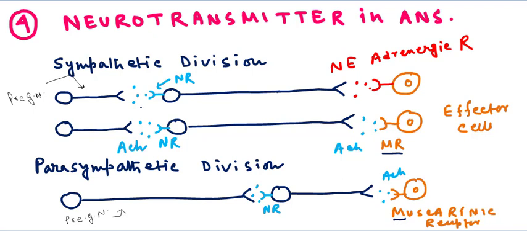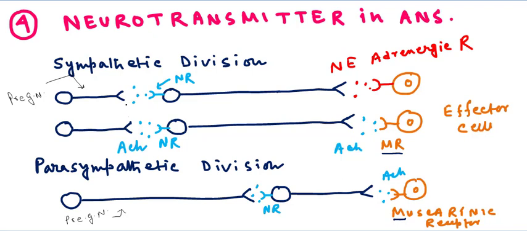Actually, neurotransmitters are those types of chemicals which are synthesized in the neurons and released from the neuron, and there are different types of neurotransmitters. But in the case of the autonomic nervous system, or the sympathetic and parasympathetic nervous system, two types of neurotransmitter are released, acetylcholine and norepinephrine. Okay, and the neurons which secrete acetylcholine are called cholinergic neurons, and the neurons which secrete norepinephrine are called adrenergic neurons.